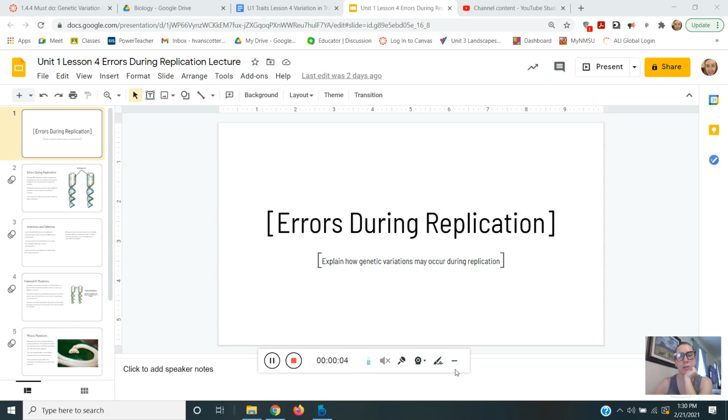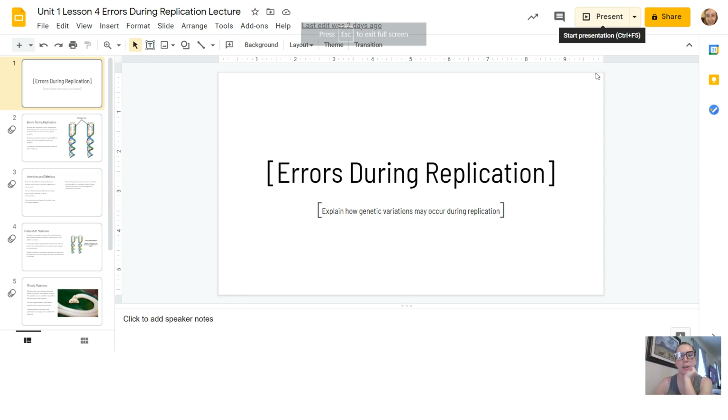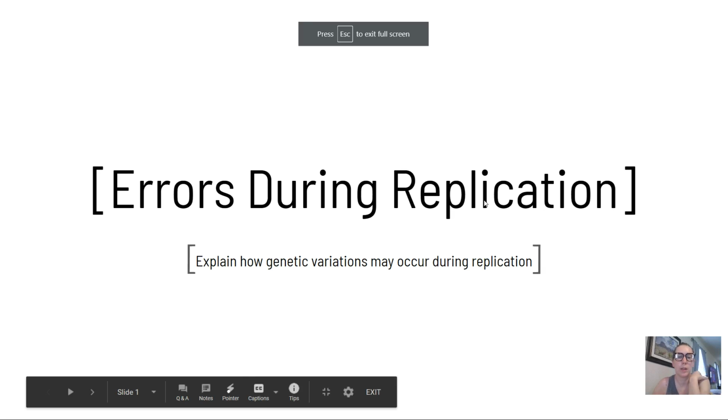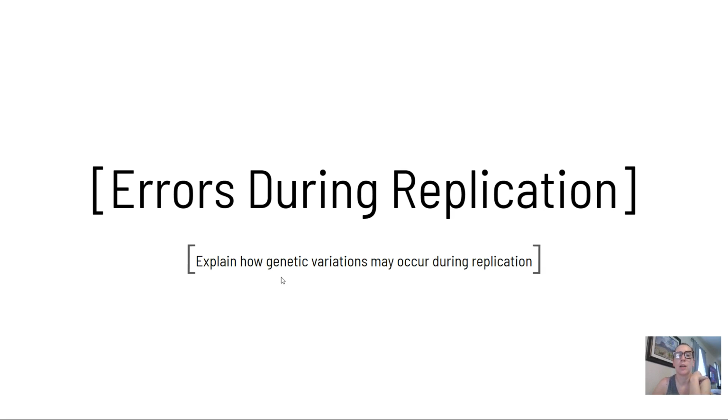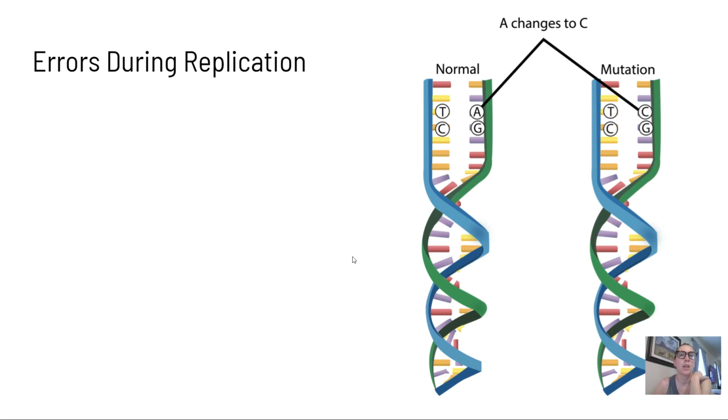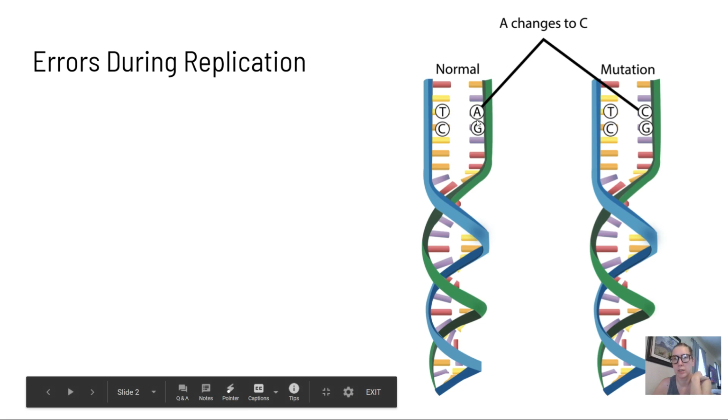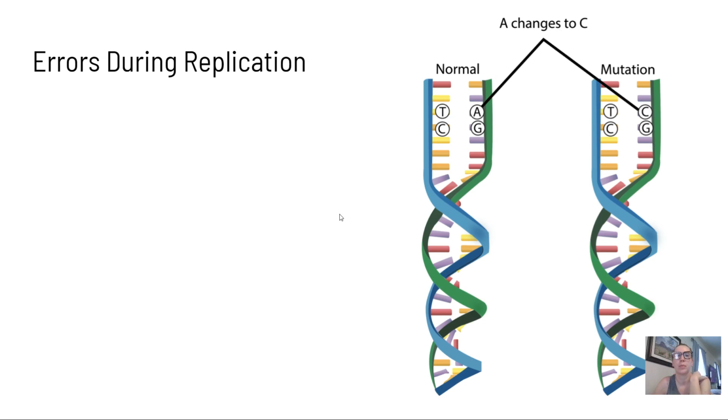Hello again. So in this video, we're going to go over errors during replication, another way that we can get genetic variation. Our goal here is to be able to explain how genetic variations may occur during replication. So we might have errors to DNA during replication of DNA strands. See how this is an A here. Maybe the A changes to a C in the mutation.